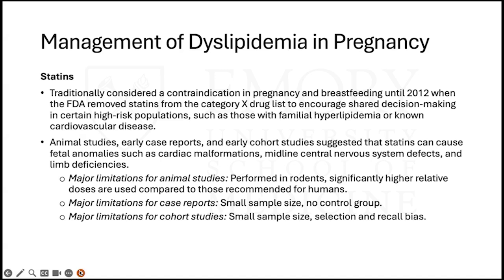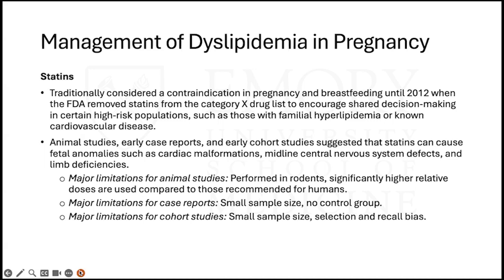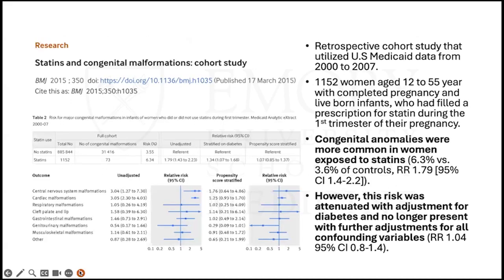And so the more recent studies that we have now are showing the opposite story of how we thought about statins earlier. This is one of the more recent cohort studies. It was published in 2015, and it was a retrospective cohort study that utilized US Medicaid data from the year 2000 to 2007. This study included 1,152 women ages 12 to 55 with completed pregnancy and live-born infants who had filled a prescription for a statin during the first trimester of their pregnancy.